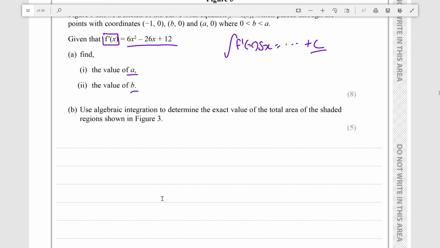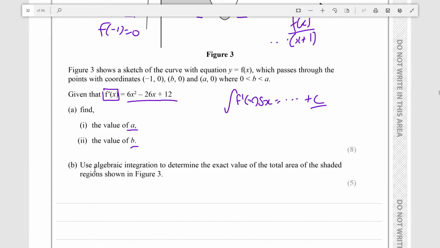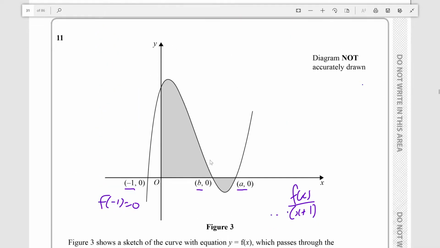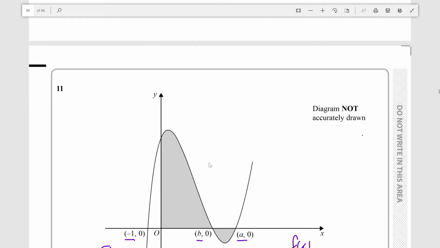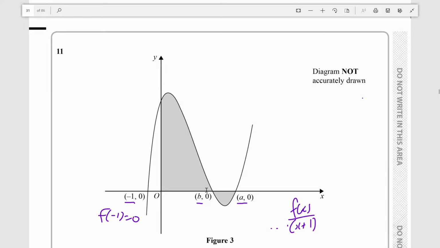Secondly, they want us to use algebraic integration to determine the exact value of the total area of the shaded regions shown in figure 3. Obviously, you should be reading the questions, but they want you to find the exact value of the total area of the shaded regions. Now, area is always positive if it exists.